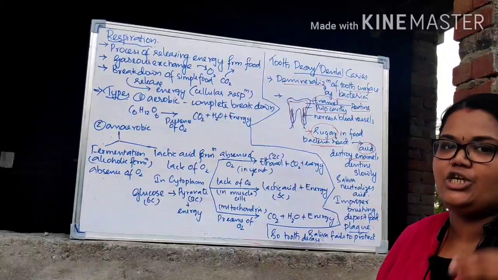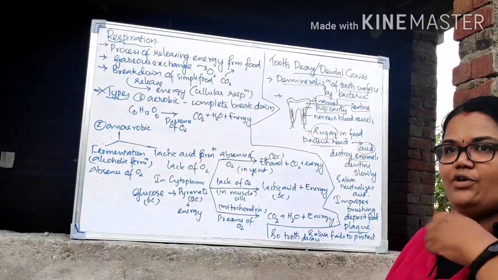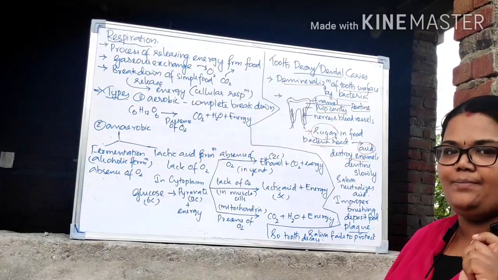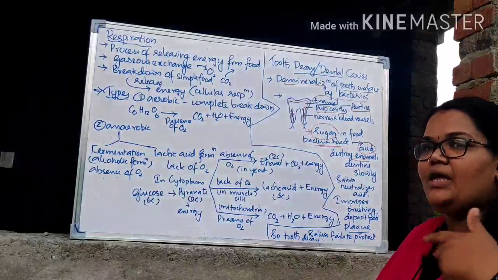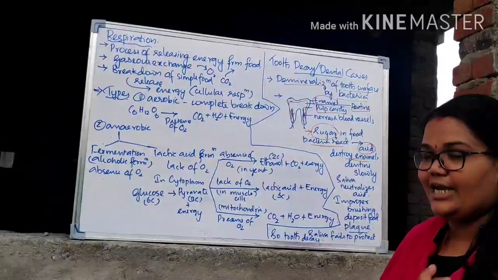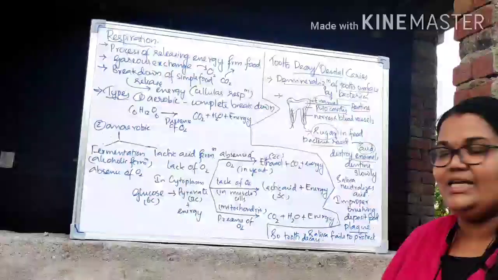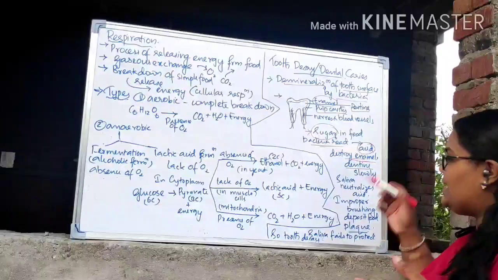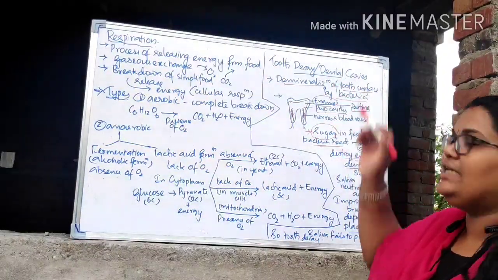If brushing is improper or the teeth are not cleaned properly, mostly at night time, the acid produced will stay there for a long time. It will act on the enamel and dentine and slowly start decaying and destroying them. That's called tooth decay.